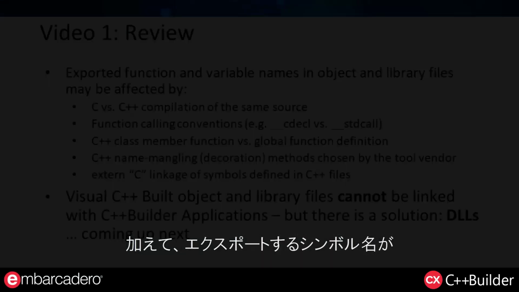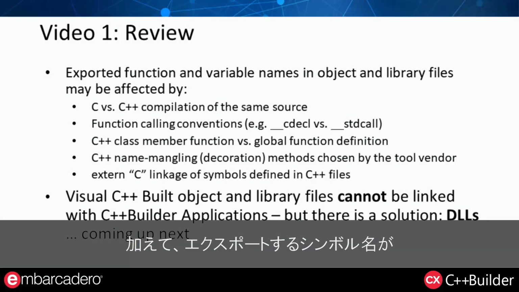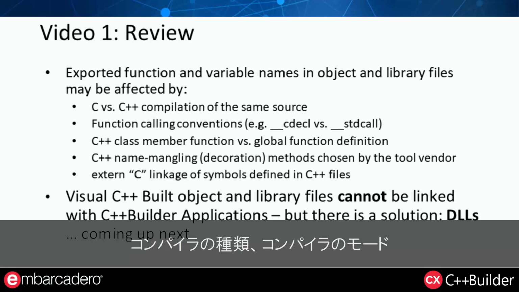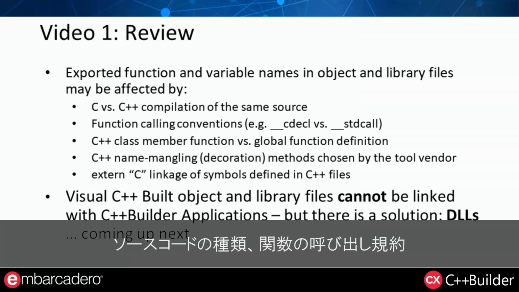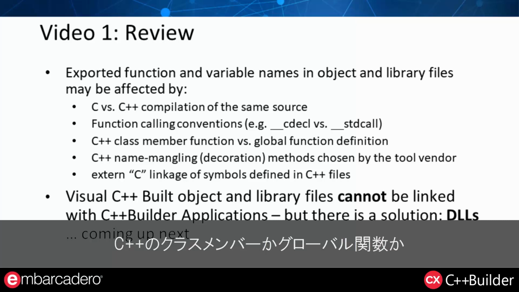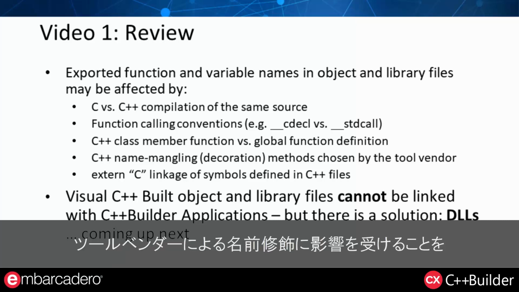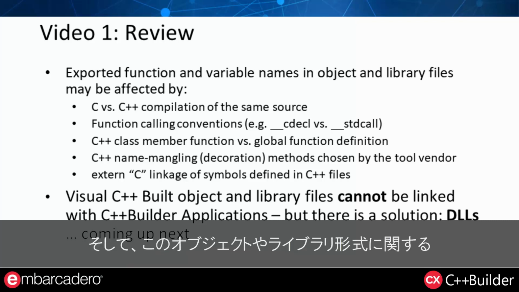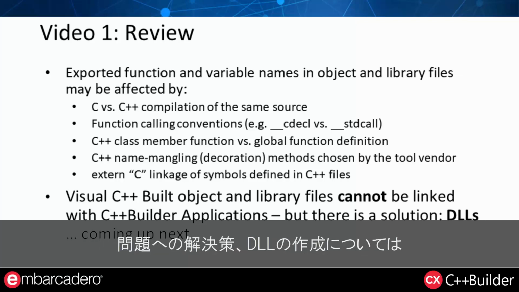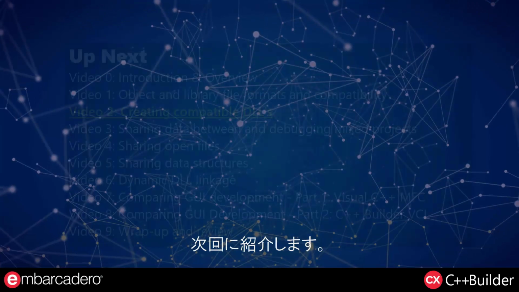In addition, we detailed what can happen with exported symbol names based on the type of compiler used, or the mode of the compiler, the type of source code, the calling conventions of the functions, whether or not you're exporting a C++ class member versus a global function, and the name mangling methods chosen by the tool vendor. We also alluded to the fact that there is a solution to this object and library format problem, and that is DLLs. We'll be covering that next.